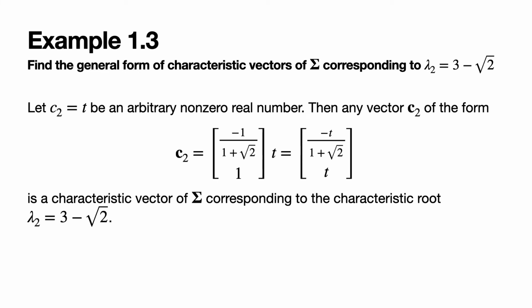Okay, so let's let C2 be equal to t, an arbitrary non-zero real number. It then follows that any vector C2 of the following form, so the 2 by 1 vector with negative t over 1 plus the square root of 2 in the first entry in the first row, and t in the entry in the second row, any vector C2 of this form is a characteristic vector of cap sigma corresponding to the characteristic root lambda 2 equal to 3 minus the square root of 2.